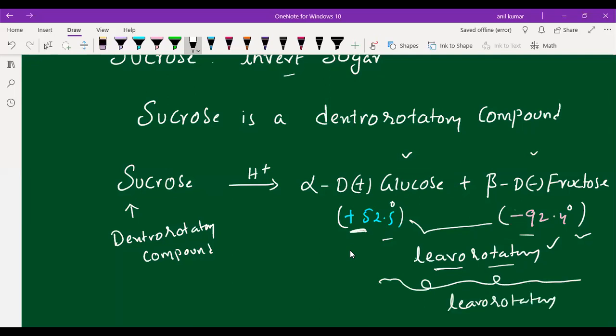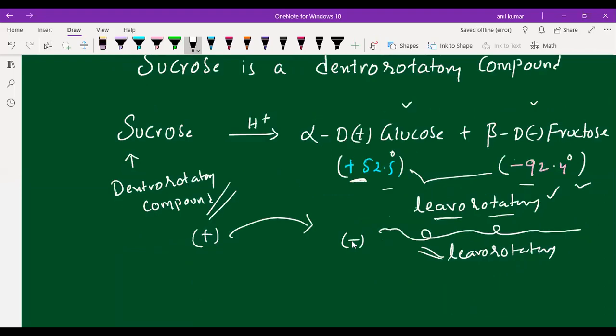So the parent compound is dextro. Okay, the reactant is dextro, but the products have which type of rotation? Levo. That means from dextro rotation to levo, the rotation has been changed. Okay, students, from dextro to levo, the sign has been changed. So that's why we are calling it invert sugar.